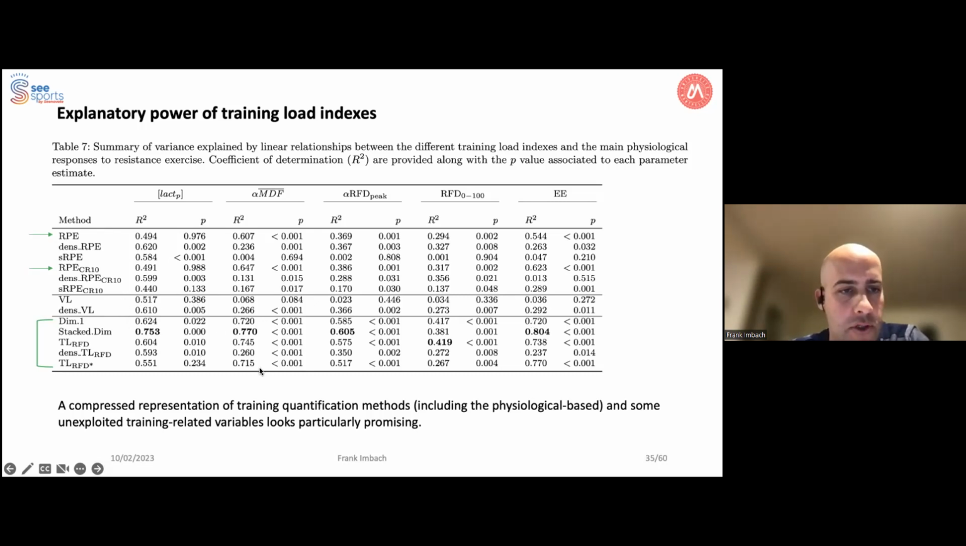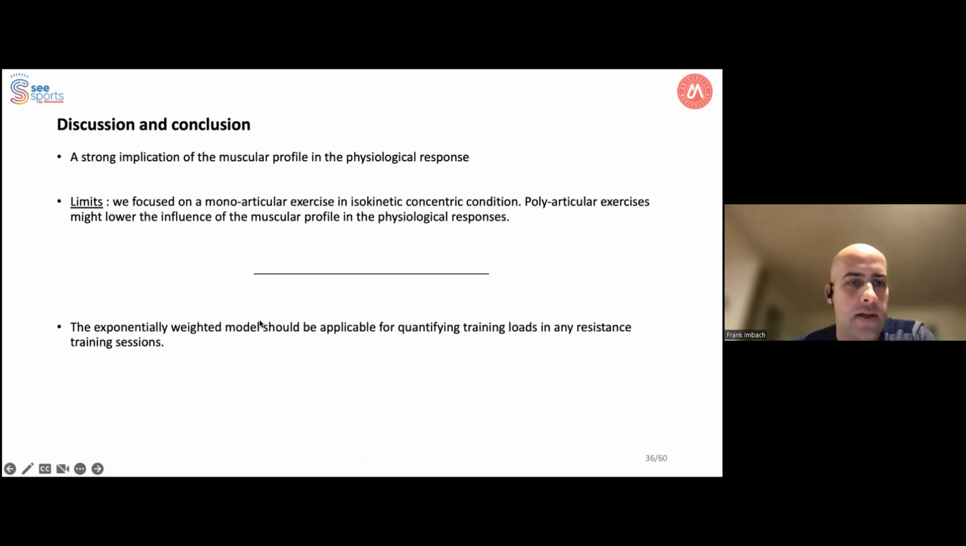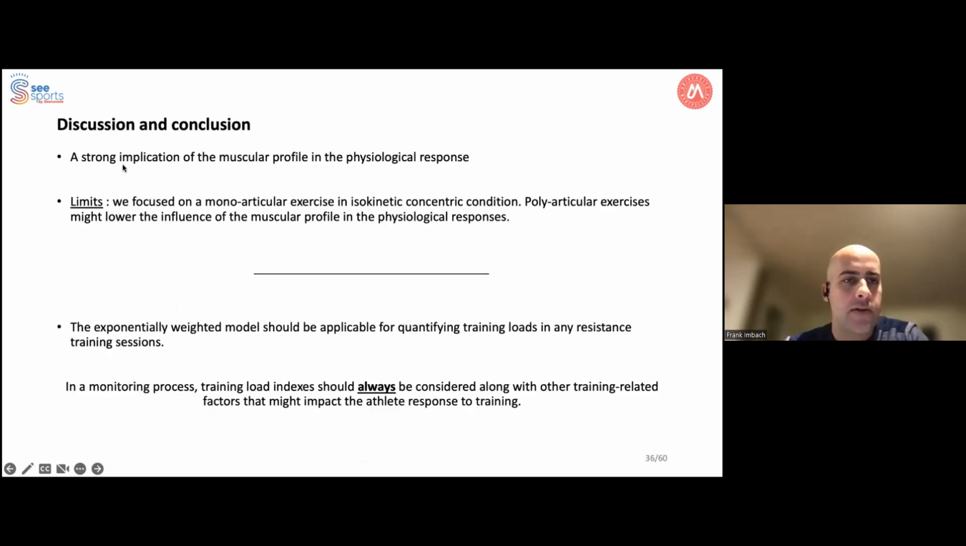So in conclusion, a composite representation of training quantification methods, including the physiological-based and some unexploited training-related variables, looks particularly promising. I will pass very quickly to the discussion and conclusion. We have a strong application of the muscular profile in the physiological response.